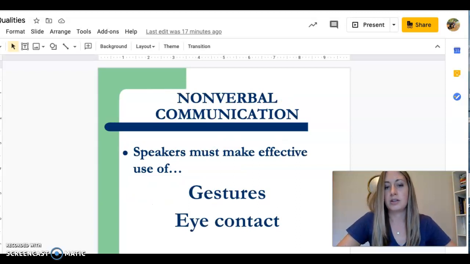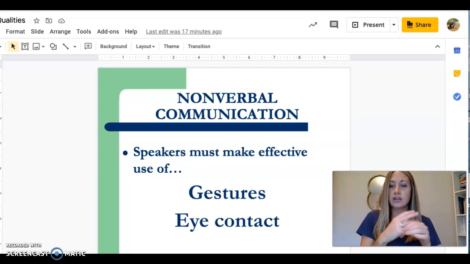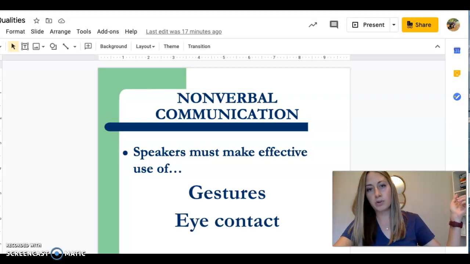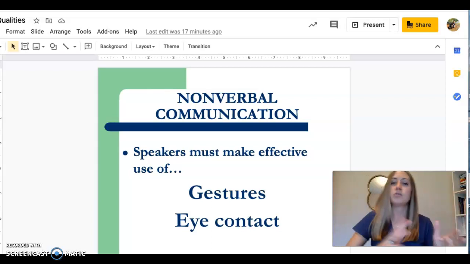Nonverbal communication. So speakers must have effective use of gestures and eye contact. If you are fidgety and you're touching stuff or you're touching your rings, it's distracting. Use appropriate gestures, right? Point to the screen if you need to. If you're pointing to a visual aid, use your hands to do that. Explain sizes of things with your hands. Gesture to somebody if you need to, but be careful about fidgeting.